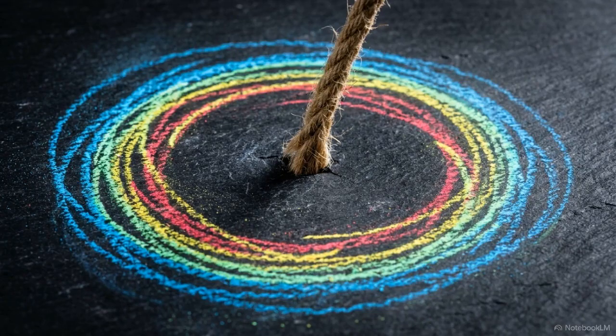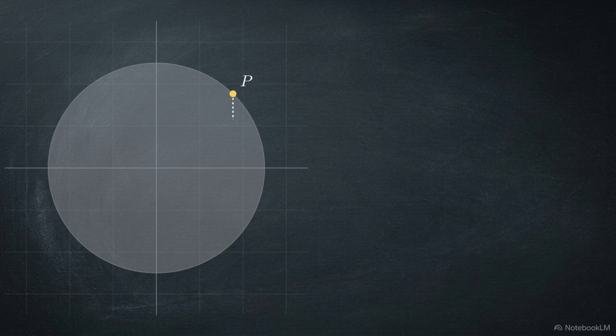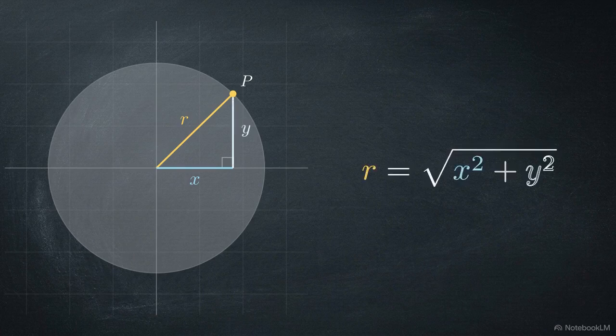To track this rotating point mathematically, we have to stop it from moving. We freeze the spin so we can map its precise geometric location on a grid. When we freeze the point, we can drop a vertical line straight down to the horizontal axis. This forms a right triangle, allowing us to pinpoint the location by its horizontal x and vertical y coordinates. This formula shows how the fixed radius mathematically binds those horizontal and vertical positions together. The radius equals the square root of x squared plus y squared. It is the Pythagorean theorem applied to a circle.